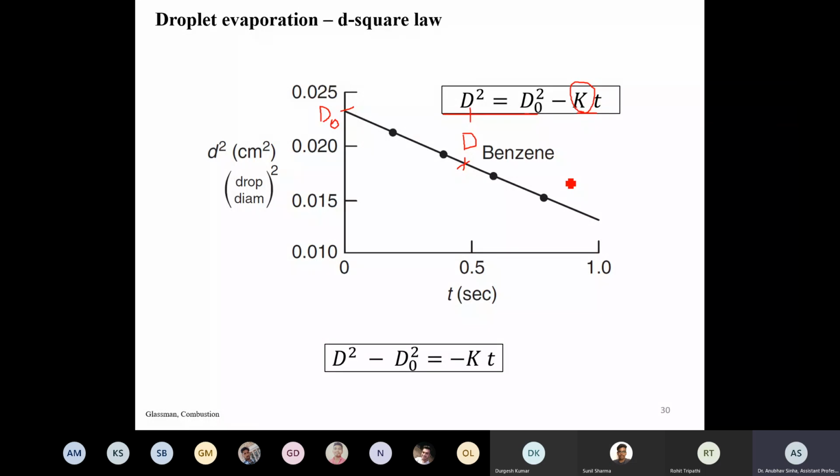Is this clear, or do you have any questions? Yes, sir. Clear. Fine, sir. Anyone has doubt? Okay, so this is the d square law for droplet evaporation.